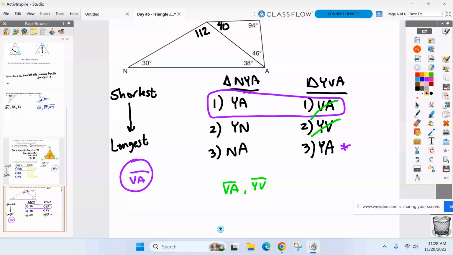Now I can put YA. And now out of the last 2, YN and NA, which one's the shorter one? You ranked them. Which one's shorter, YN or NA? YN. And then the biggest one overall here is NA. That's what I'm probably going to have you do eventually, is rank them all instead of just finding the shortest one.